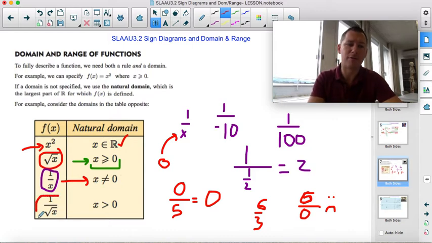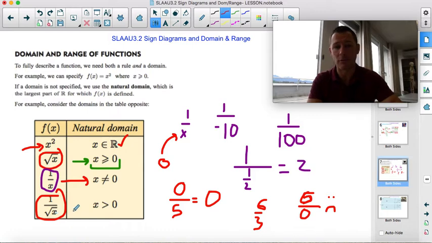And then if you have a square root and a rational, it's the same thing, but the x can't be 0 because it's in the denominator, and it can't be negative because it's in the square root. So you get a little combination of both.